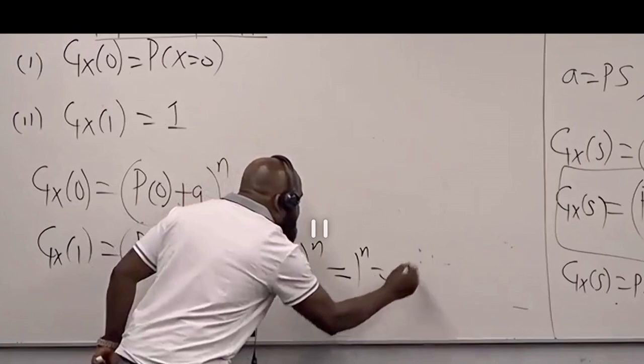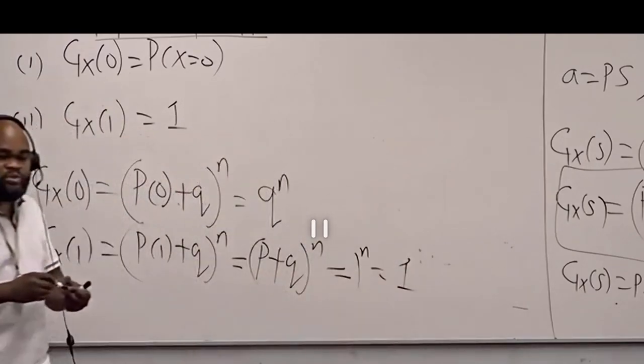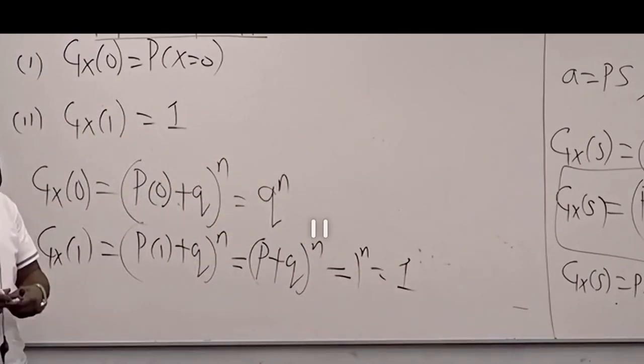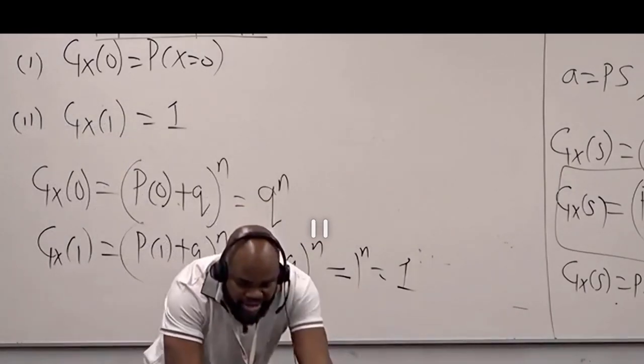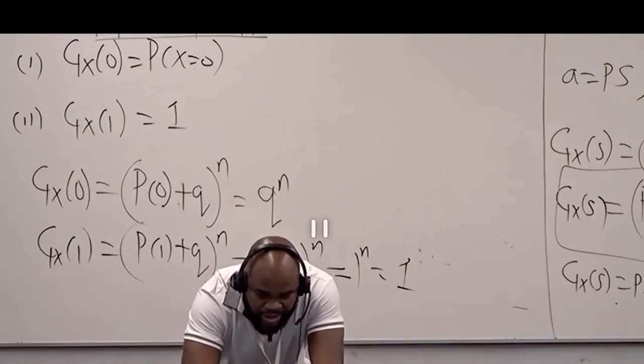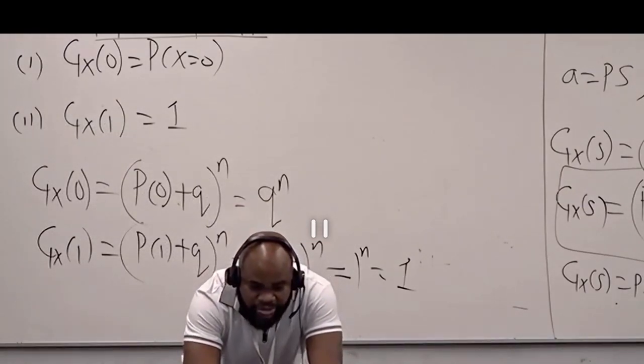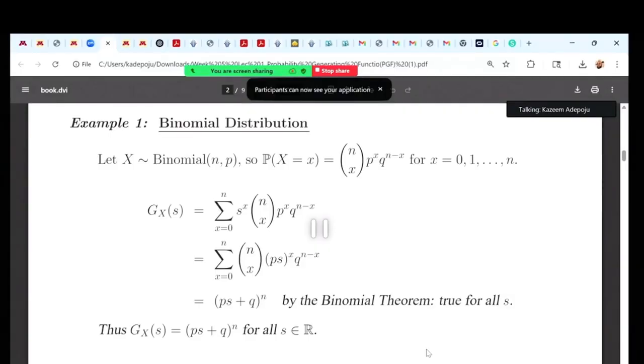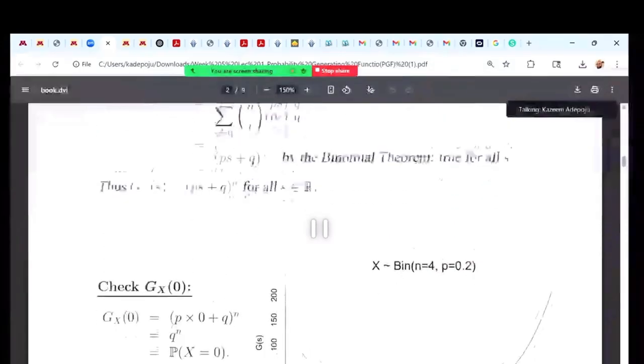What is 1 raised to power N? That's going to be 1. We just proved that. So for that distribution, that is exactly what we're doing here. Please pay attention. Now, you see this? We derive, okay, this is the PGF, and we verify the property.